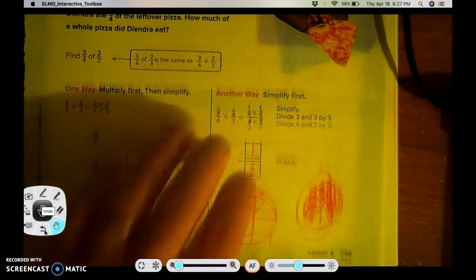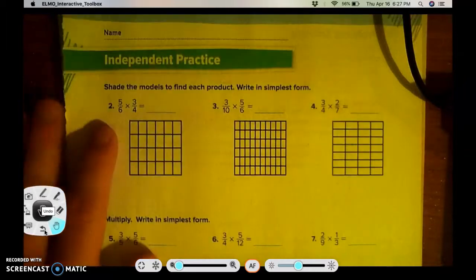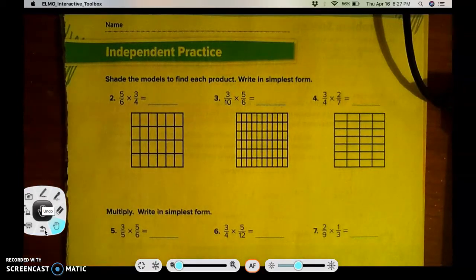That is a horrible picture. You can ignore that picture. Moving on. So we'll do a few together so it's a little easier.